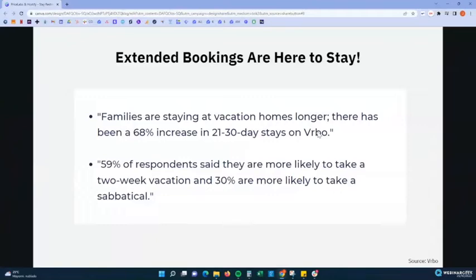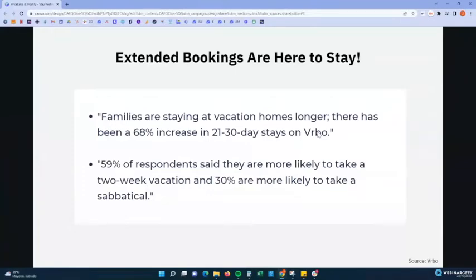The extended bookings are here to stay, and here we have some data from VRBO where family trips staying between 21 and 30 days have increased 68%. So they are no longer coming for maybe a week or 4 or 5 days, trying to match a bank holiday. Nowadays families take big trips, they stay longer, and obviously they will need apartments, not hotels, for such long stays, no? For the comfort and everything, they will need apartments such as the ones our property manager is offering.